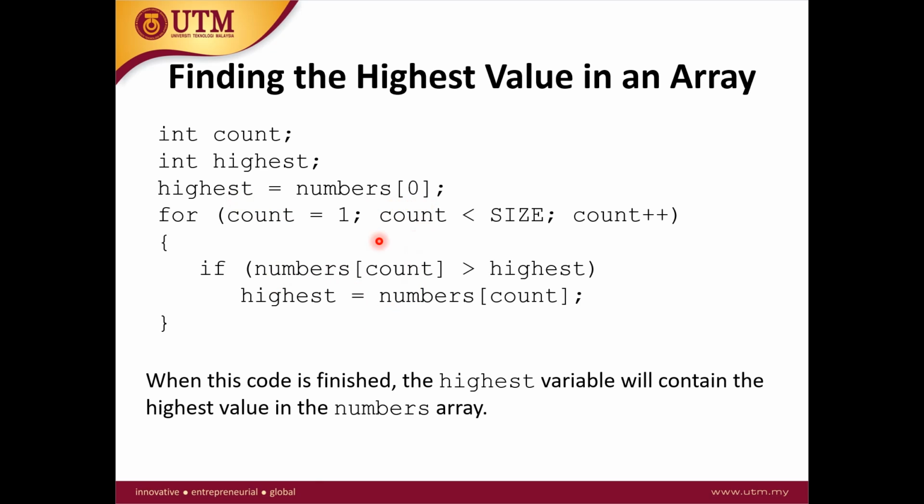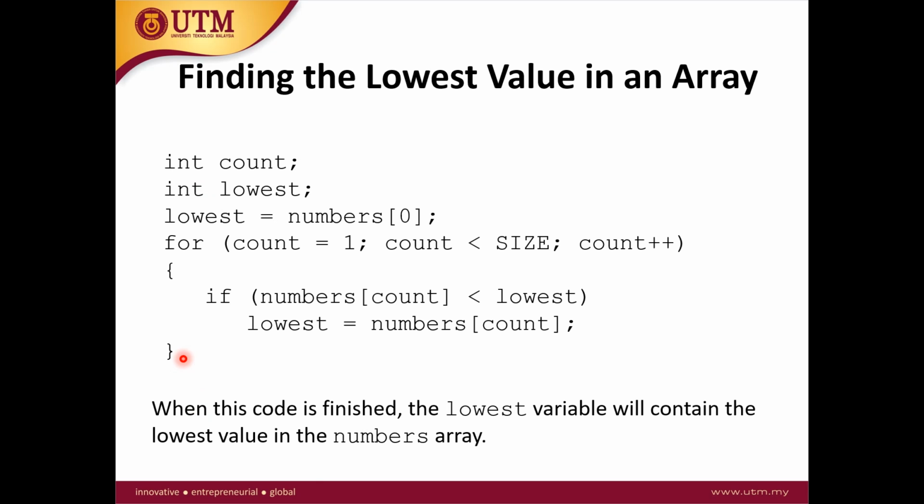If not, the highest remains the first element. So it goes to check the third value. The count becomes 2. If the element which we have accessed now is greater than highest, highest becomes that number, else the highest remains the previous value. So when the loop is terminated, we are going to have the highest value here, and this applies for the lowest again.